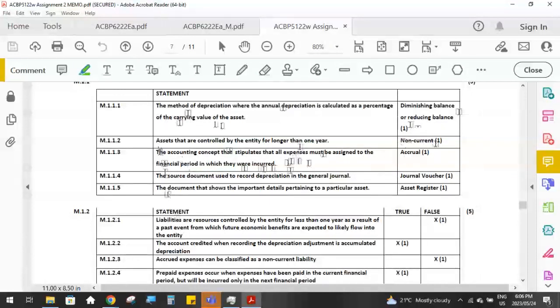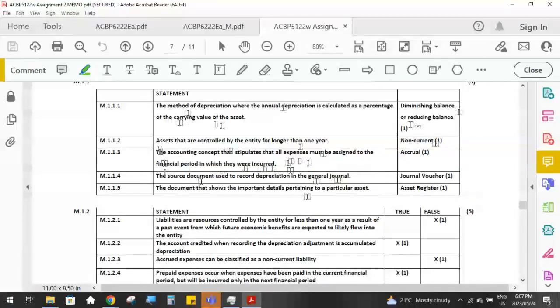Then the fourth one, the source document used to record depreciation in the general journal. So take note, they wanted to know the name of the source document. Okay, so our source document for all entries in the general journal are journal vouchers. So the journal voucher is an internal document that we record in number sequential order.